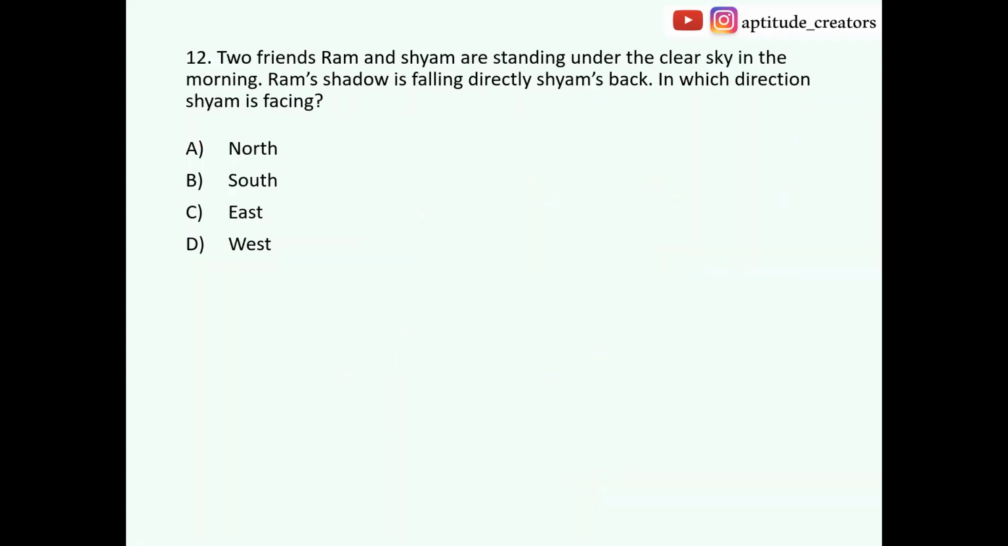Moving forward to the next, question number 12. Two friends, Ram and Sham, are standing under the clear sky in the morning. Ram's shadow is falling directly on Sham's back. Now you have to see the possibilities. Ram's shadow is falling exactly on Sham's back. What are the possibilities here? Either west or east. I can eliminate option A, I can eliminate option B. Here west and here east direction.